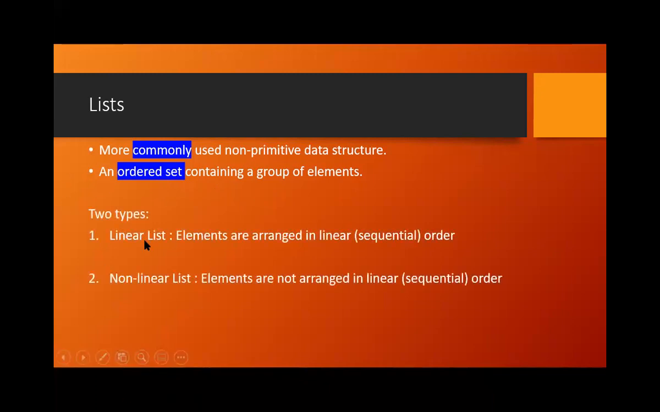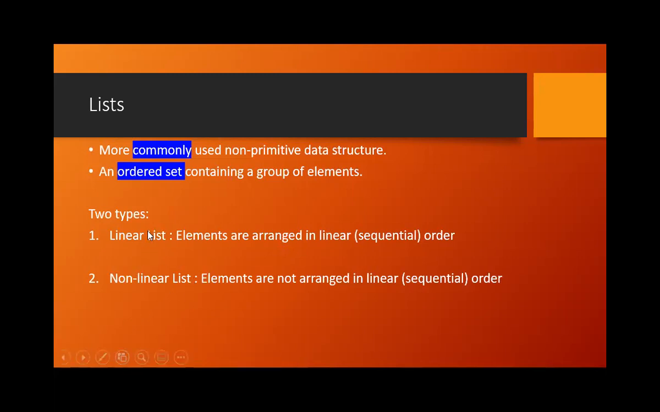There are again two types: one is the linear list and the other is the non-linear list. Linear list means all the elements in that list are arranged sequentially, one after the other, and the elements of the list will be stored that way.